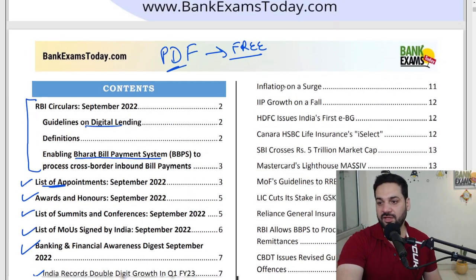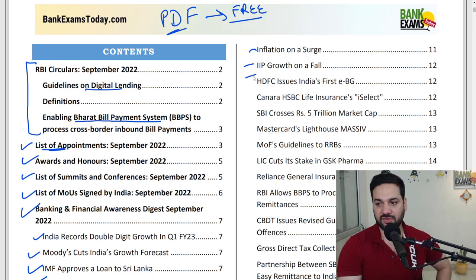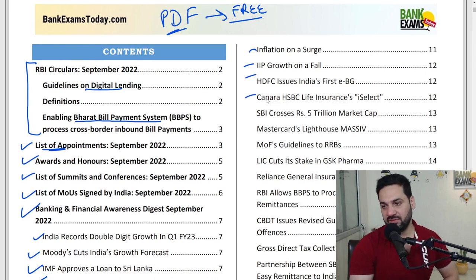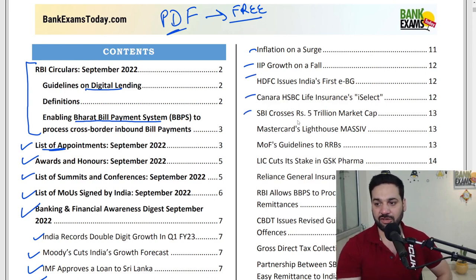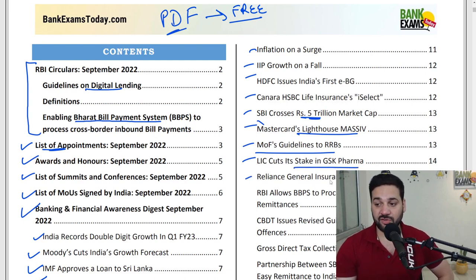And then inflation on a surge, IIP growth numbers, HDFC issues India's first ESG bond. Canara, HSBC, Insurance, iSelect, SBI crosses $5 trillion market cap. MasterCard's Lighthouse. Ministry of Finance guidelines for RRBs. LIC cuts its stake in GSK Pharma. Reliance General Insurance partners with Paytm. RBI allows Bharat Bill Payment System.